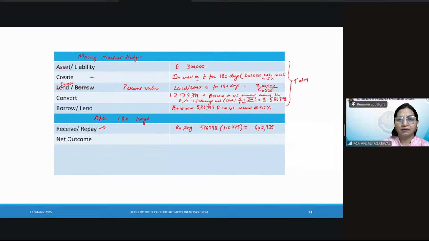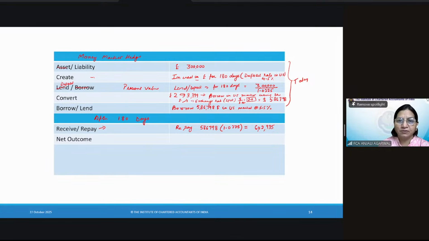So how does the money market hedge work here? You had 300,000 pounds payable. So create a situation that you have exactly 300,000 pounds receivable after 180 days. So if you want to receive, you have to make an investment today. What is the deposit rate applicable in UK? 4.5%. So how much will you deposit today? You need 300,000 after 180 days. So invest the present value of 300,000 using 4.5%. So you need to invest 293,399 pounds.